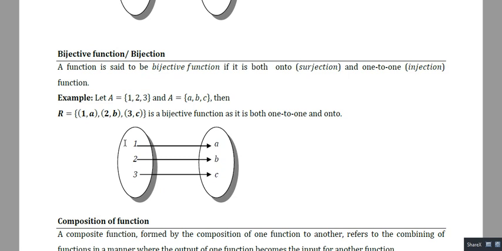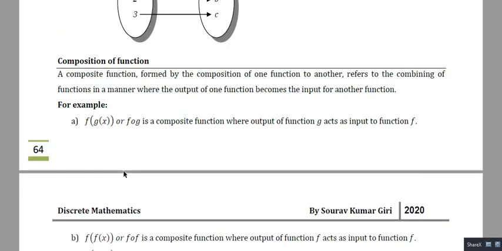A function which is onto and one-to-one is known as a bijective function. Means the function which is surjective as well as injective is also known as a bijective function or bijection. So we can call this a bijective function. So next we shall go through what is composition of function.